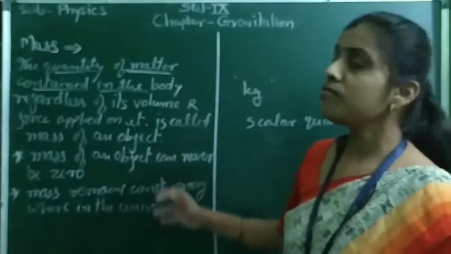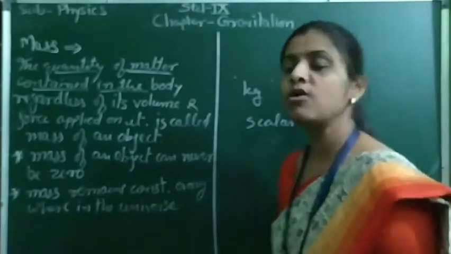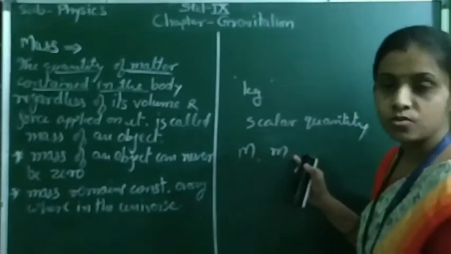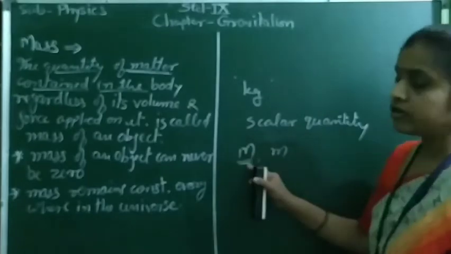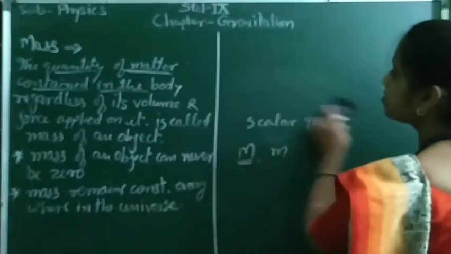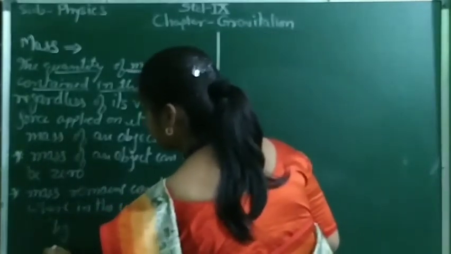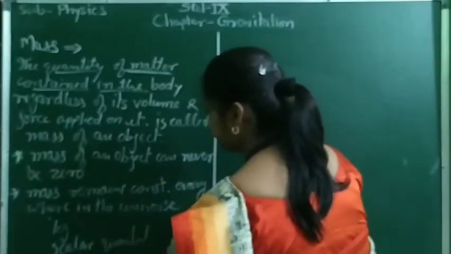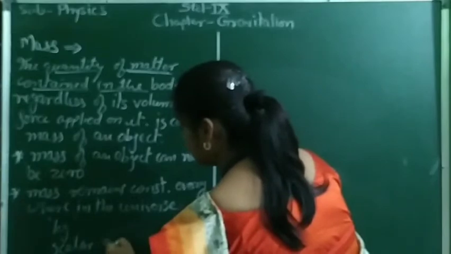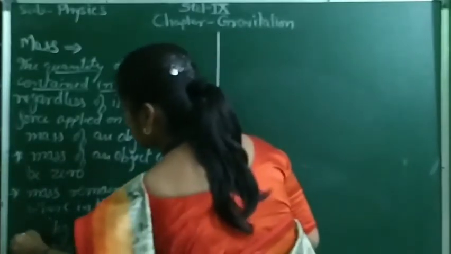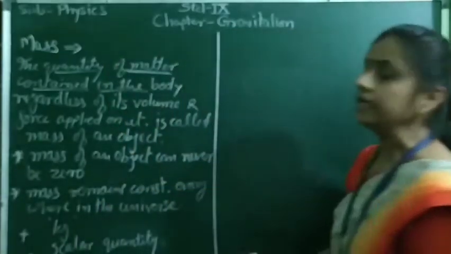So that is called mass of an object. Mass of an object is denoted by capital M or small m. So this is about the mass of an object. We can say that its SI unit is kg and it is a scalar quantity. So these are the important points regarding mass.